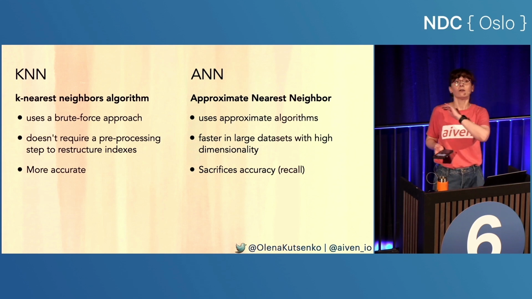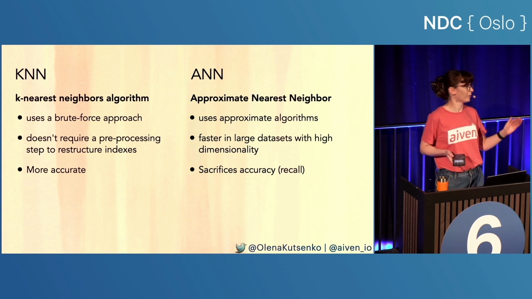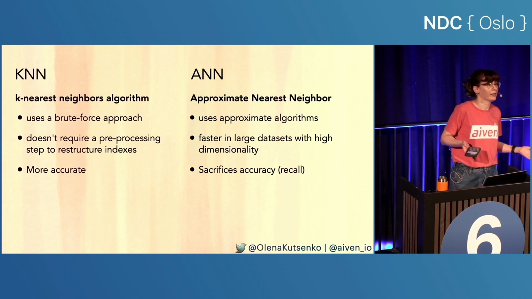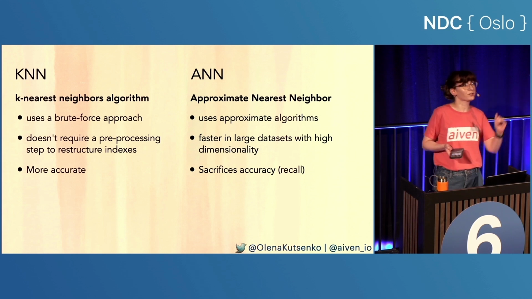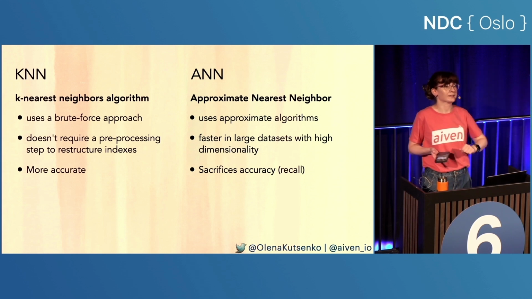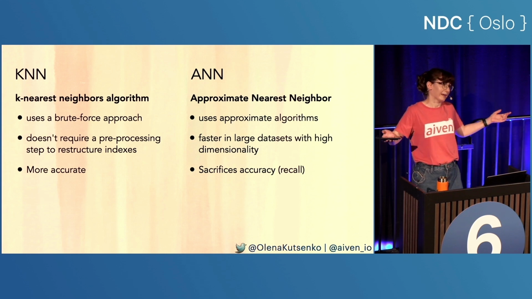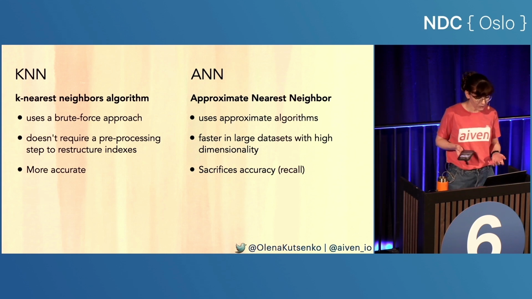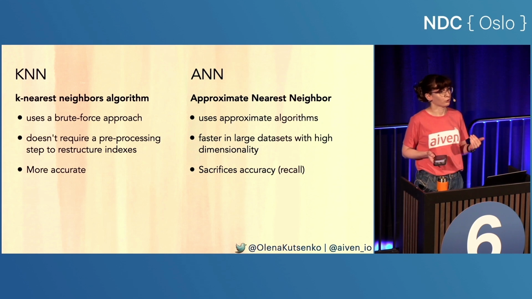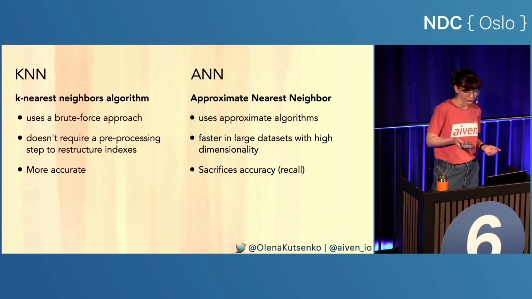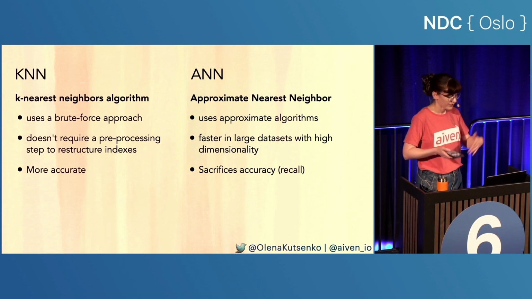KNN is really good and very precise. If not for the performance, you actually want to use KNN, because it will definitely look at all the items and find you the best, the closest, the real closest neighbors. However, it can take ages. So generally, we prefer to use ANN. And for the approximation algorithms, it's kind of creating an index.